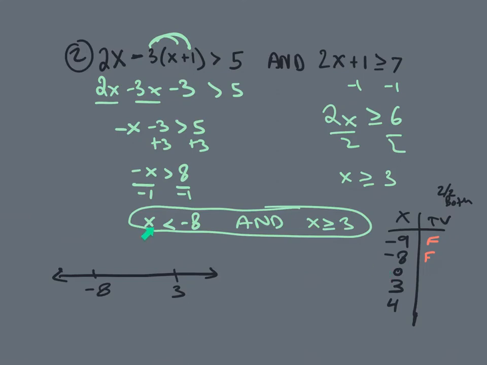All right, well, let's see. 0 is not less than negative 8, so that's false. And 3 is not going to be less than negative 8, so that's false. And 4 is not less than negative 8, so that's false. So we got falses for everything, which means, hopefully you're thinking, no solution, right?